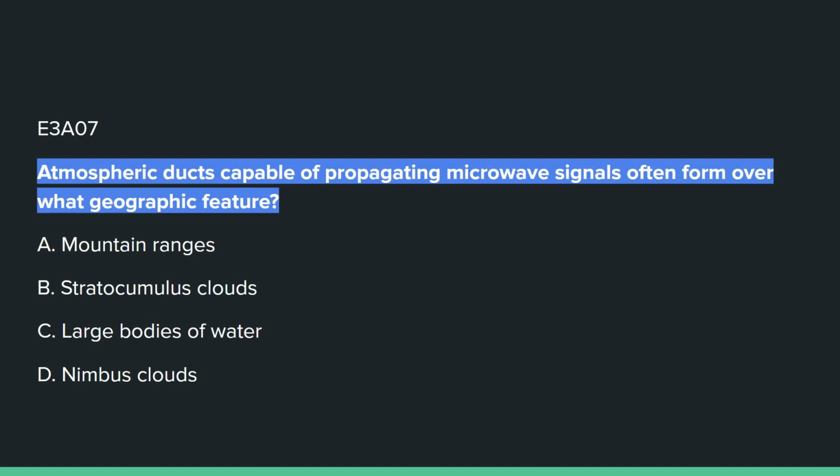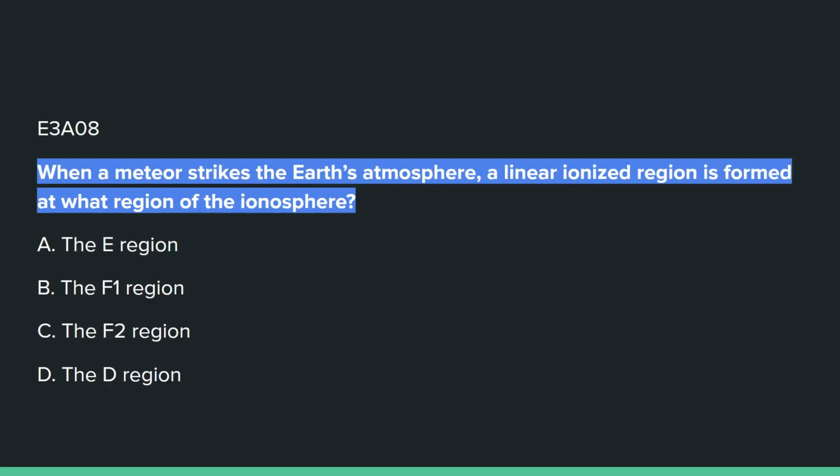E3A07, atmospheric ducts capable of propagating microwave signals often form over what geographic feature? C, large bodies of water. E3A08, when a meteor strikes the Earth's atmosphere, a linear ionized region is formed at what region of the ionosphere? That's A, the E region.